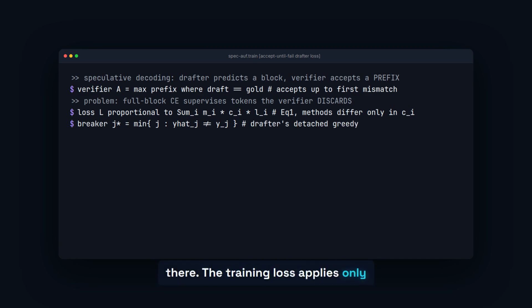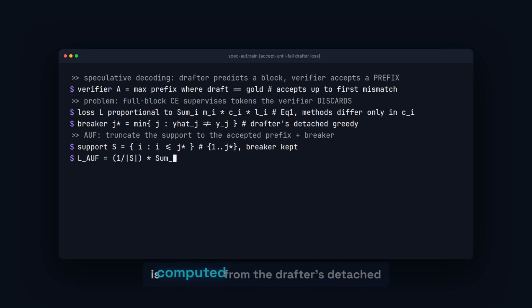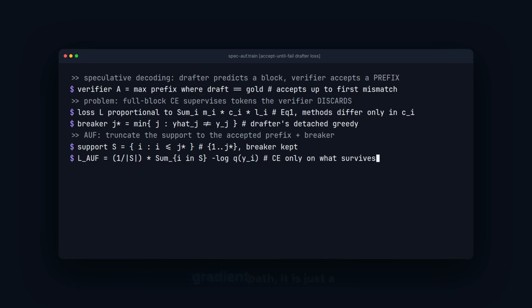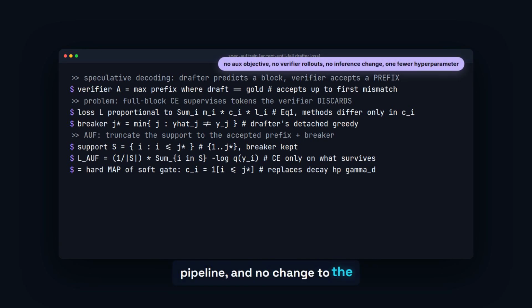The training loss applies only to the accepted prefix, plus that one breaker token. Improve the breaker and the accepted prefix grows. That is the whole idea. The mask is computed from the drafter's detached predictions, so it is not a gradient path, it is just a rule for where to focus the loss. No auxiliary objective, no verifier rollouts, no change to the inference pipeline, and no change to the exactness contract.